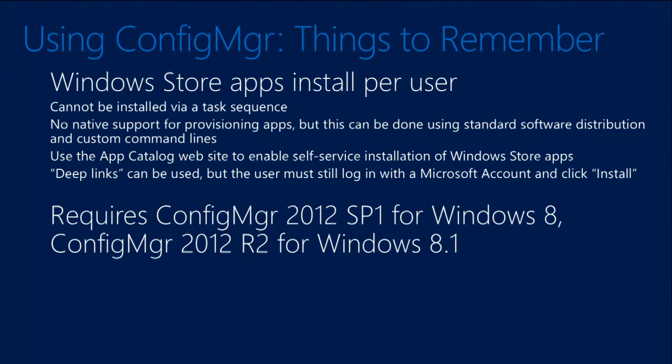This does require Config Manager 2012 SP1 for Windows 8. There's no support in previous versions of Config Manager for this. And for Windows 8.1, Config Manager 2012 R2 is going to be the version that supports Windows 8.1. Now, if we're only talking about deploying apps, Configuration Manager 2012 SP1 will support the management of Windows 8.1 systems. So you don't need to move to R2 just to manage 8.1. But if you're going to do operating system deployment, then you do need to move to 2012 R2.